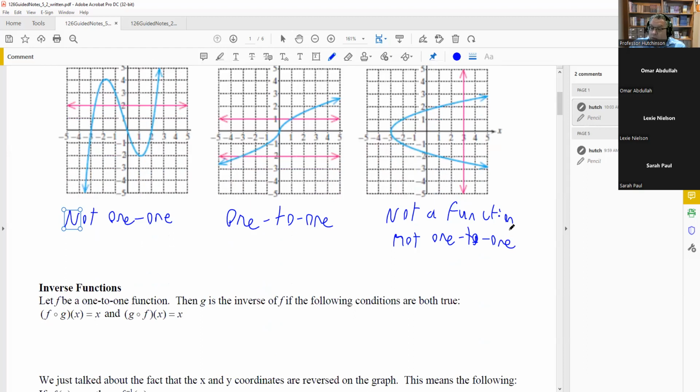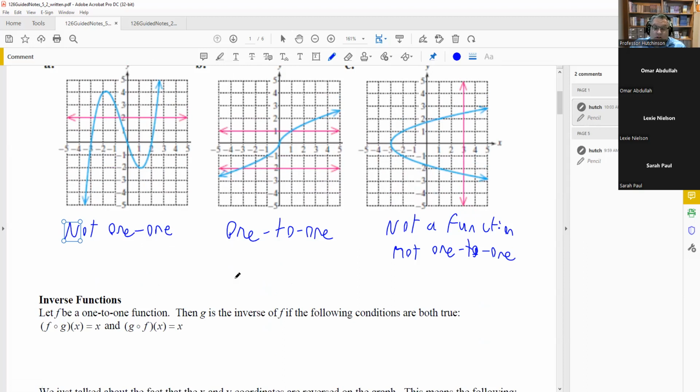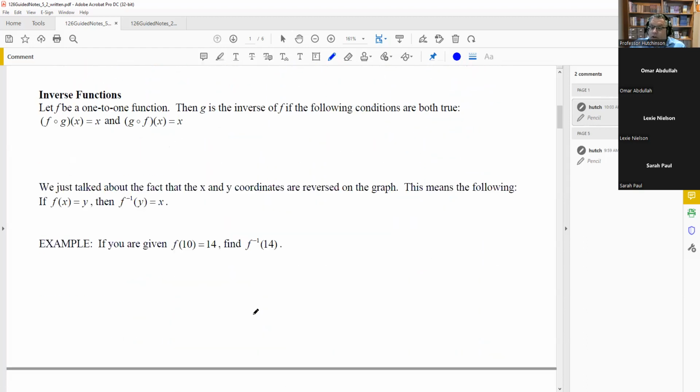And the reason why we're talking about one-to-one is that it's actually part of the definition of what it means to be an inverse function that we have down here. So in order for you to have what are called inverse functions, they have to be one-to-one, first of all. And then G is the inverse of F if the conditions are true. So the reason why we do 5.1 and 5.2 together is because in 5.1, we talked about how to do composition of functions. Well, this ends up being a definition. This lets you know whether something is an inverse function or not.